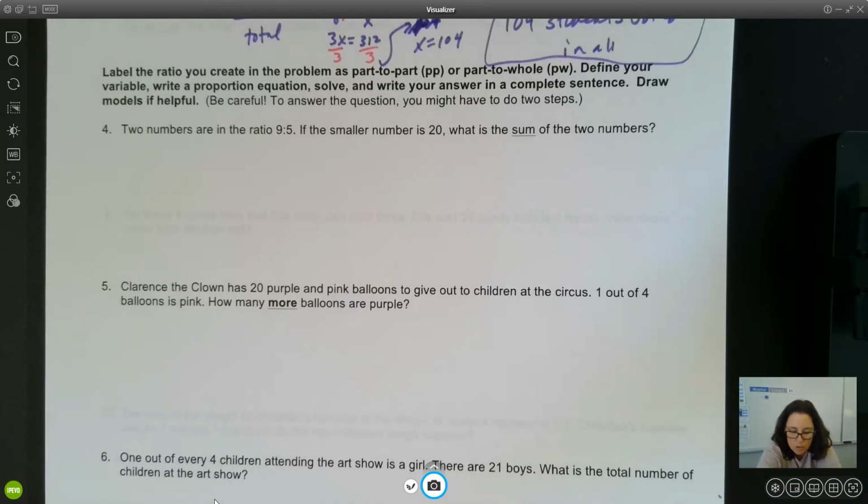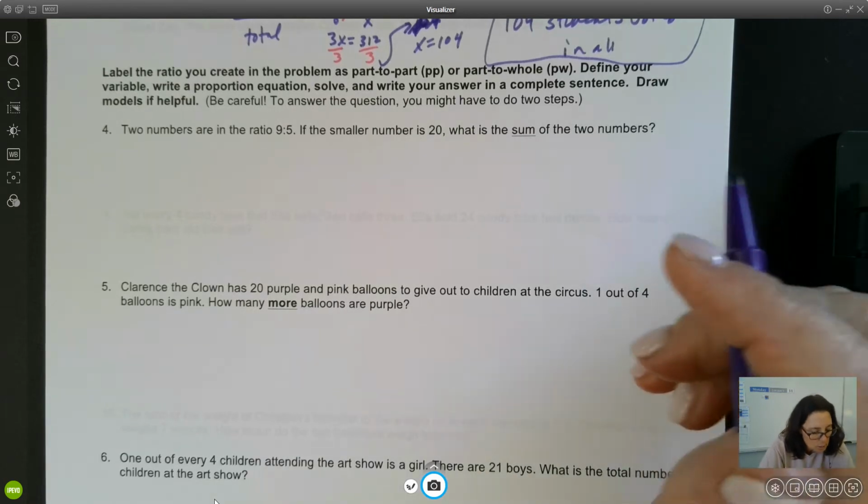Okay, 2 numbers are in the ratio of 9 to 5. If the smaller number is 20, what is the sum of the 2 numbers? Okay, you guys, I'm going to say this again. There are many ways to go about these problems. So when you check your answers in the homework, your way might be different than my way. As long as you have done all those instructions and you've got the same answer, you're good. Okay, and I'm not going to show more than one way. I'm just going to show a way to get the answer.